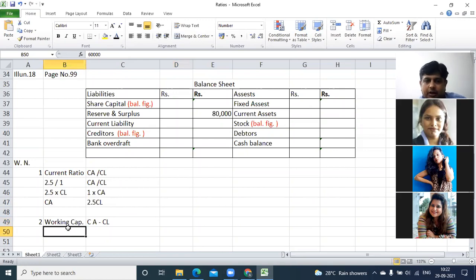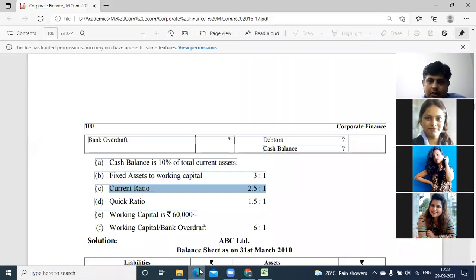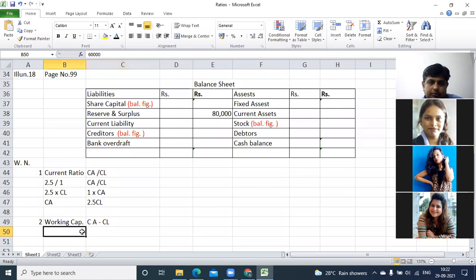Now can we write working capital is equal to current asset minus current liability? Yes, sir. Working capital is given 60,000. I'll write that value. So 60,000 is equal to current asset, की जगह पे can we write 2.5 current liability minus current liability? Is this clear to you all? Yes, sir.